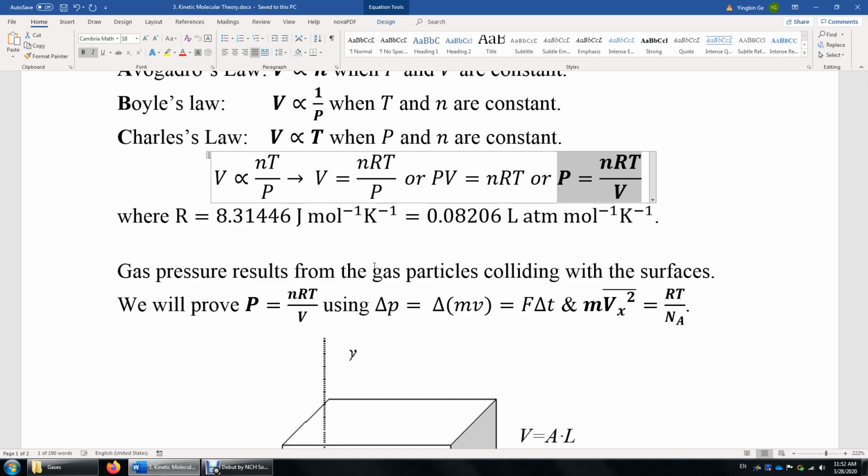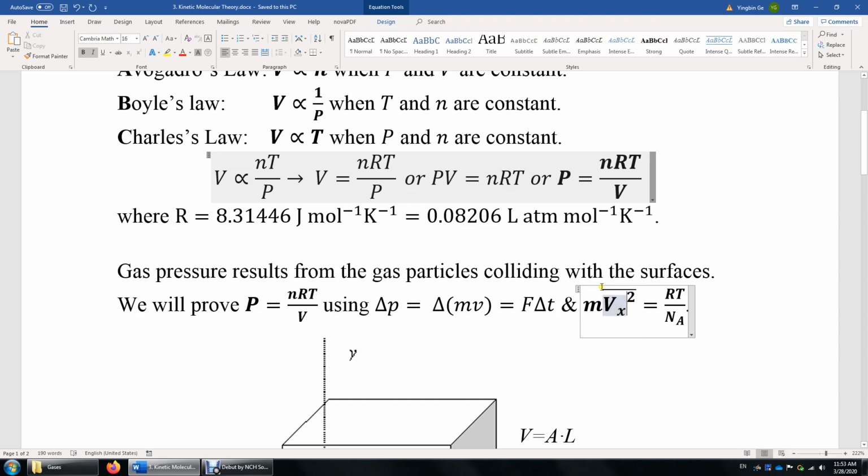We need to use two equations. The first equation was proposed by Newton. The momentum change of a particle, delta p, lowercase p, is equal to delta mv, which is equal to F times delta t. Delta t is the time period of a force being exerted on a particle. And we'll use a second equation, m times vx squared average equals RT over N sub A. So what's vx? vx is the speed of the particle in the x direction. And we need to square it.